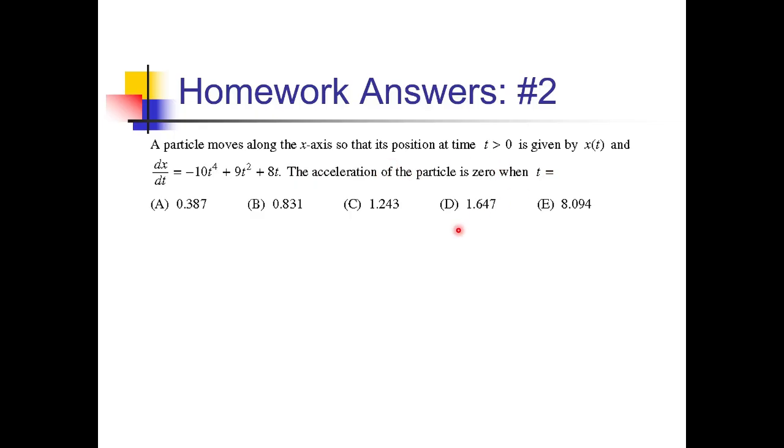So strategy on this one, we need to figure out a formula for x double prime of t. We've already got x prime, so we just need one more derivative, and we just need to see where that equals 0. Given the calculator nature of this, we're just going to put that on Desmos once we figure it out. So x double prime then, using our power rule, we're going to have negative 40 t cubed, and then plus 18t, and then plus 8. And again, we're seeing where this equals 0.